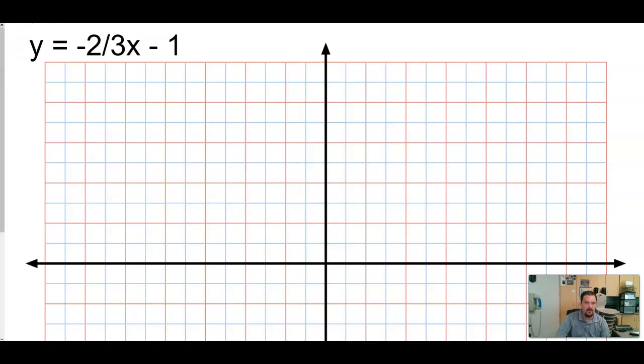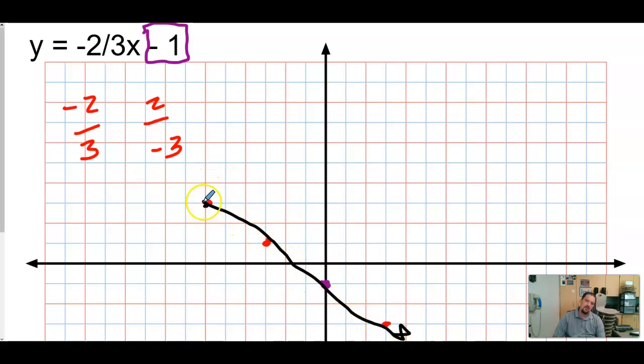Okay, let's do another. All right, this time looks like we have a minus 1, which means my y-intercept is at negative 1. So I'm going to start down here at negative 1. And my slope is negative 2/3, which means go down 2, right 3. Or, just like we've been talking, it's the same thing as going up 2, left 3. Okay, put a couple points on the graph.